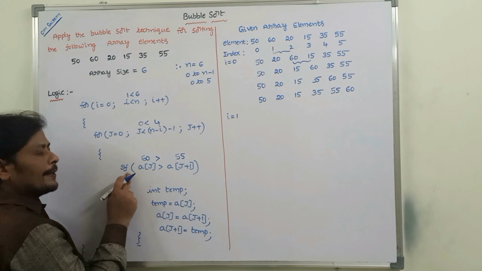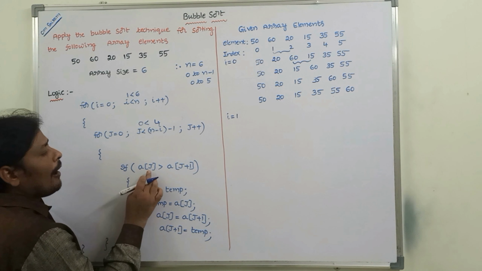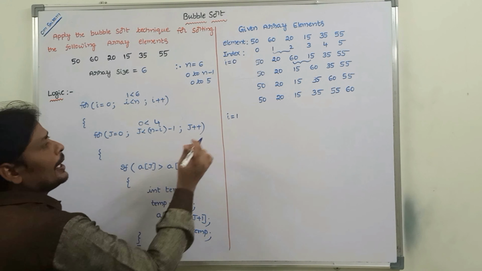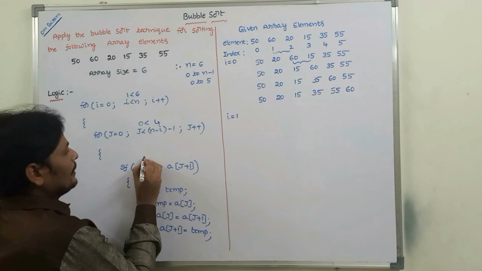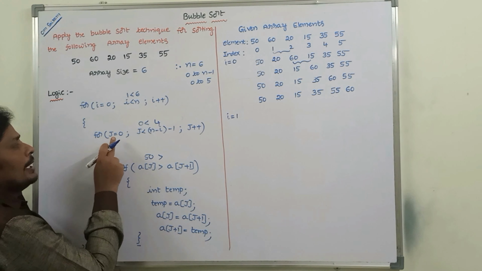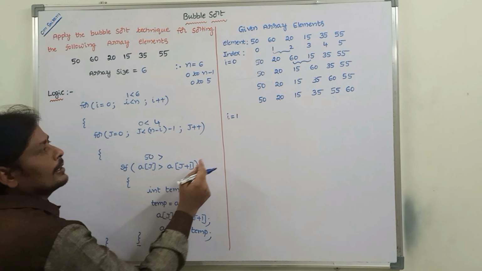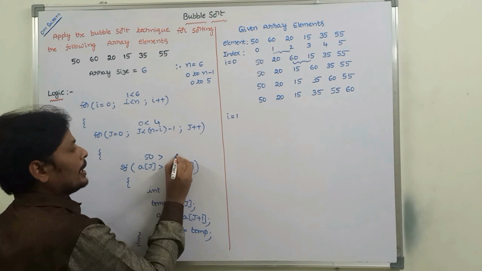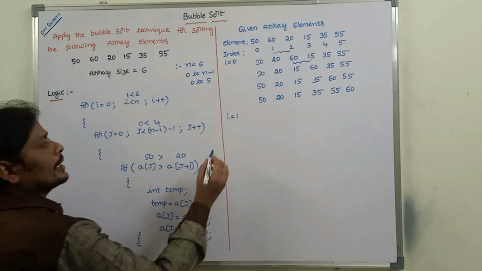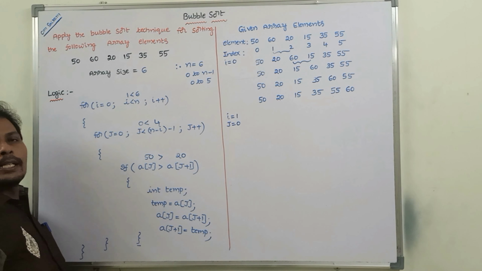In the body, if statement is there. If A of j, now j value 0. A of 0. A of 0 contains 50. 50 greater than A of j plus 1. Here j value 0. 0 plus 1. That is 1. A of 1. A of 1 value is 20. So 50 greater than 20, condition true.